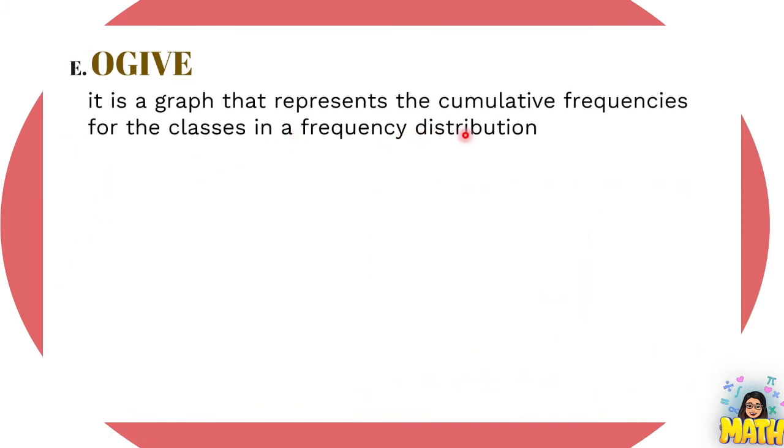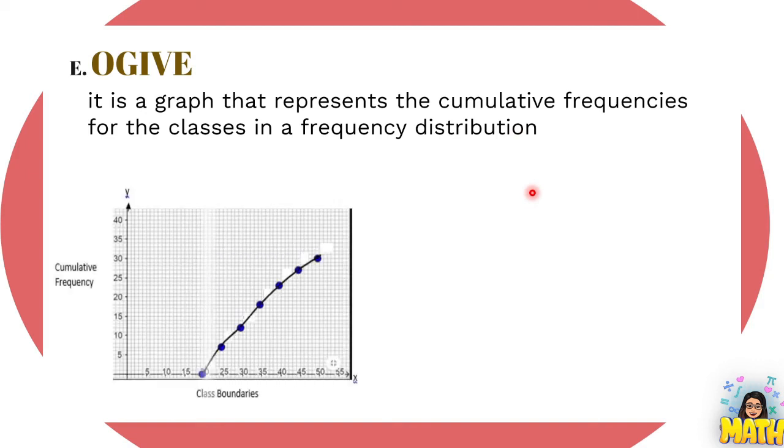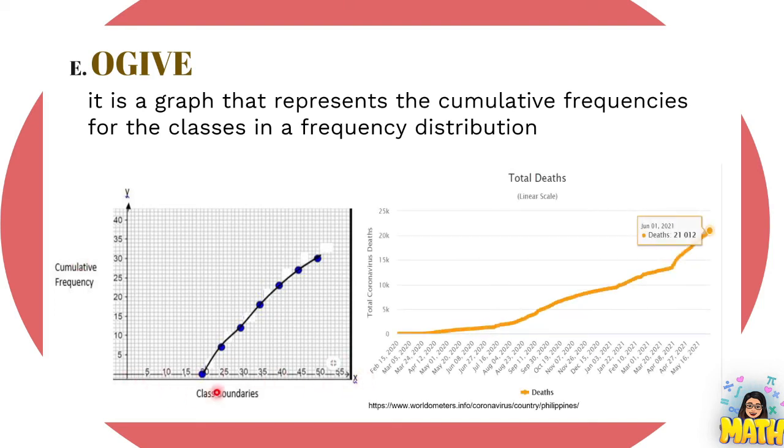It is a graph that represents the cumulative frequencies for the classes in a frequency distribution. So this one is a bit similar to a line graph, pero ang pagkakaiba nito is itong mga points na to does not pertain to the frequencies per category, but more on the cumulative frequency. When we say cumulative frequency, ito yung mga naiipong frequency kapag inadd natin yung one data to another. Itong ating horizontal axis is about the class boundaries, while ito naman yung ating cumulative frequency. So this is a bit applicable on grouped data.